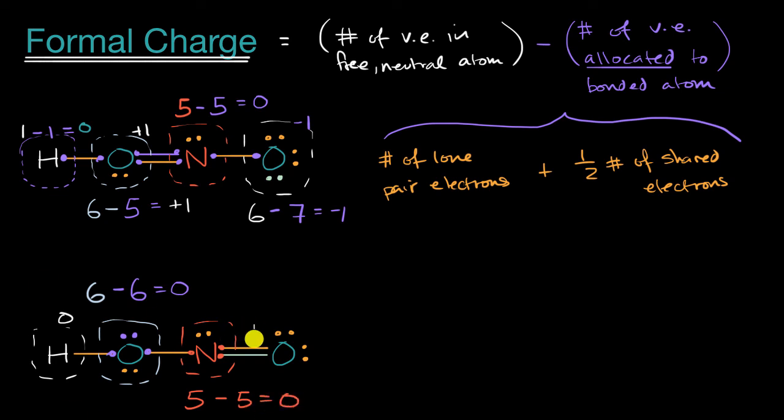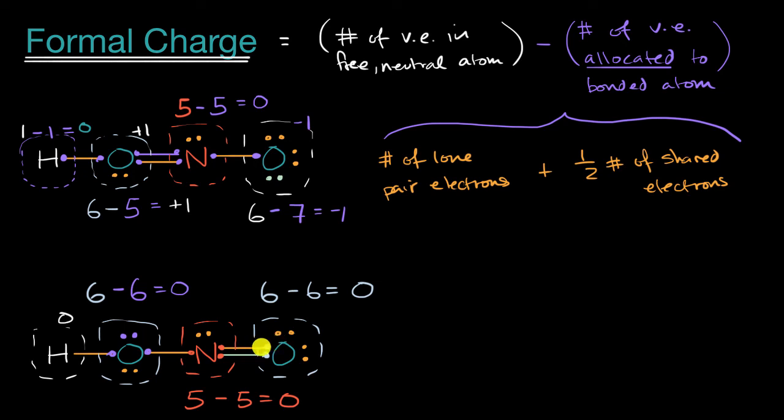And then last but not least, this oxygen right over here. A free neutral oxygen has 6 valence electrons. This one has 2, 4, 5, 6 valence electrons allocated to the bonded atom. And so minus 6 is equal to 0. And so what we see is this first configuration, or you could say this first resonance structure for nitrous acid, had some formal charge, had a +1 on this oxygen and a -1 on this oxygen, while the one down here had no formal charge. Everything had a formal charge of 0.